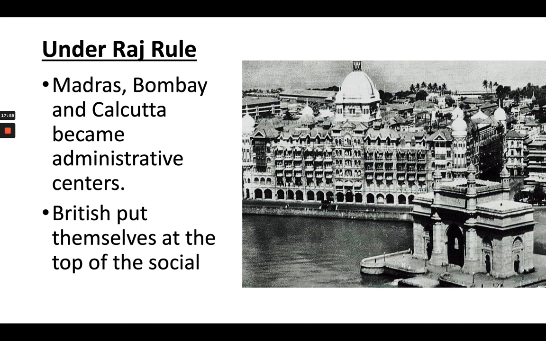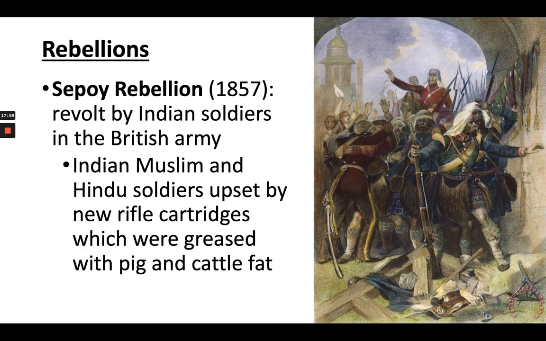I want to make something clear. It's not like the Indians are just going to sit back and be oppressed. You have lots of small local rebellions. These rebellions will be put down primarily by the sepoys, but over time, there's going to be some concern about the loyalty of said sepoys. For good reason. In 1857, you have what's known as the Sepoy Rebellion.